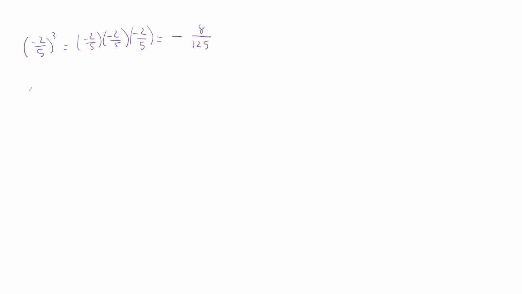Maybe we had a simpler one. Maybe we had a negative 1 over 7, and we raised it to, I don't know, the fourth power. All right, so that's going to be a negative 1 over 7 times a negative 1 over 7 times a negative 1 over 7 times a negative 1 over 7. And so we have an even number, so we know our answer is positive. And 1 times 1 times 1 times 1 is 1.